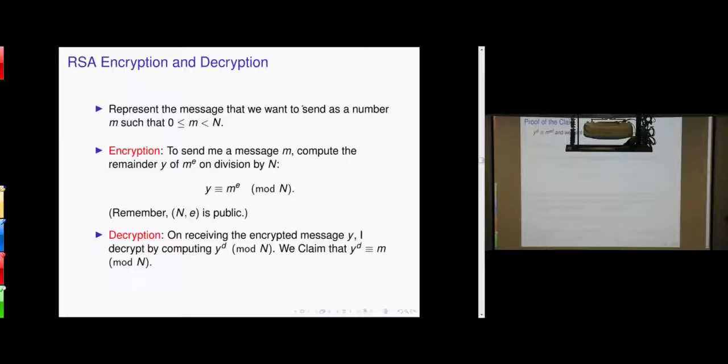Okay, so here's a proof. I want to show this. You send me y, I raise it to the power of d. Your y is m to the e, so I raise it to the power of d. So y to the d is m to the ed. We want to show that y to the d is congruent to m modulo n, so that if I do this arithmetic, I'll get your message small m.